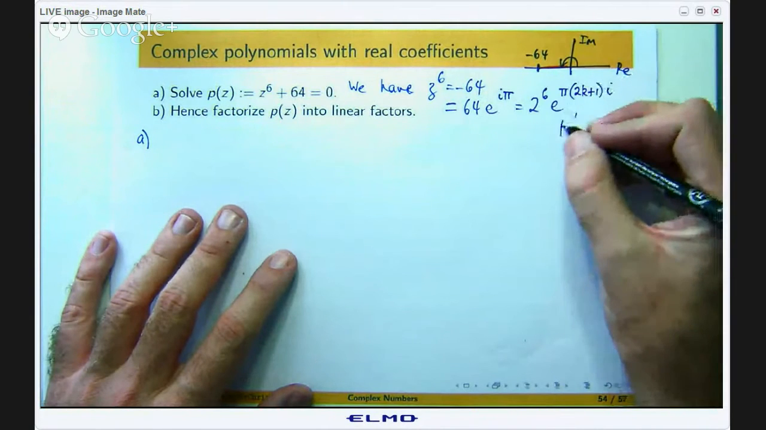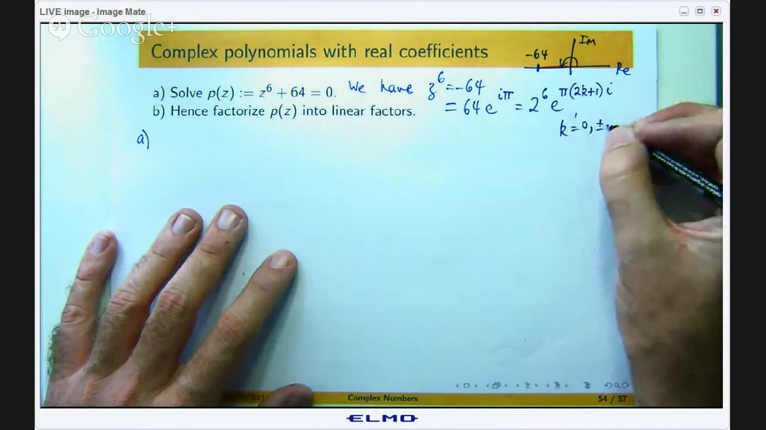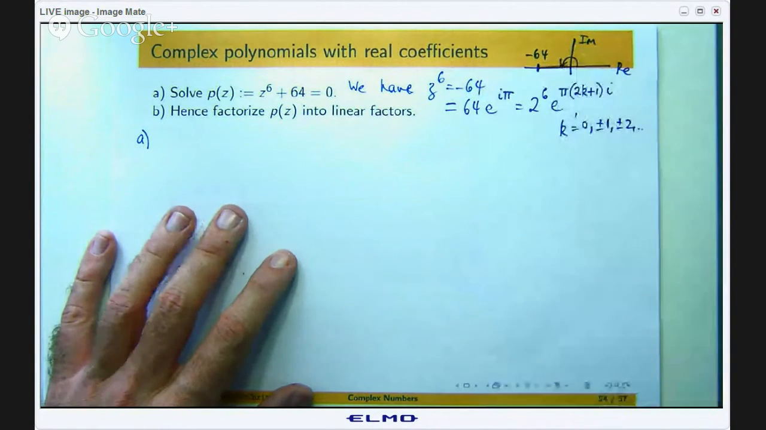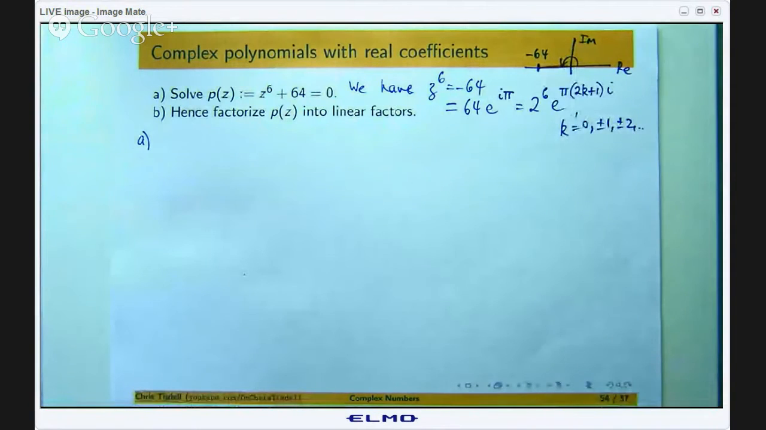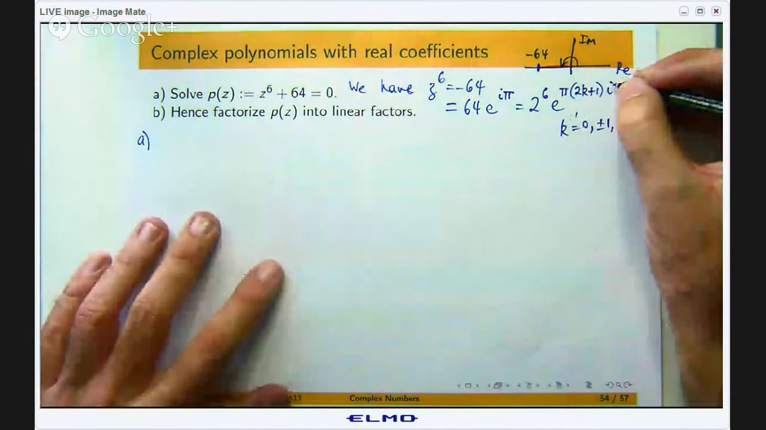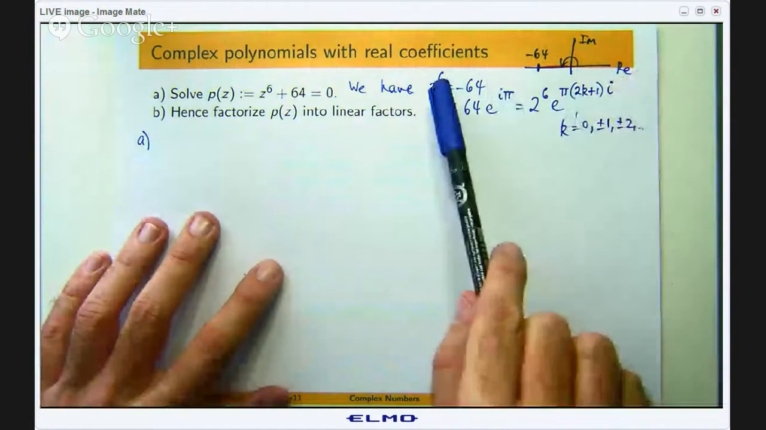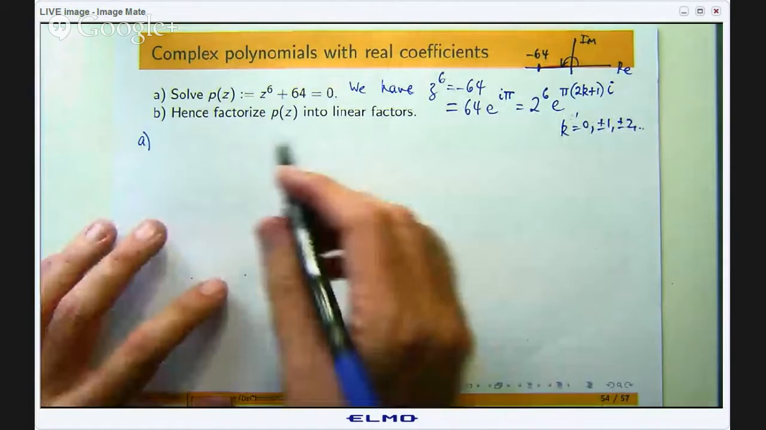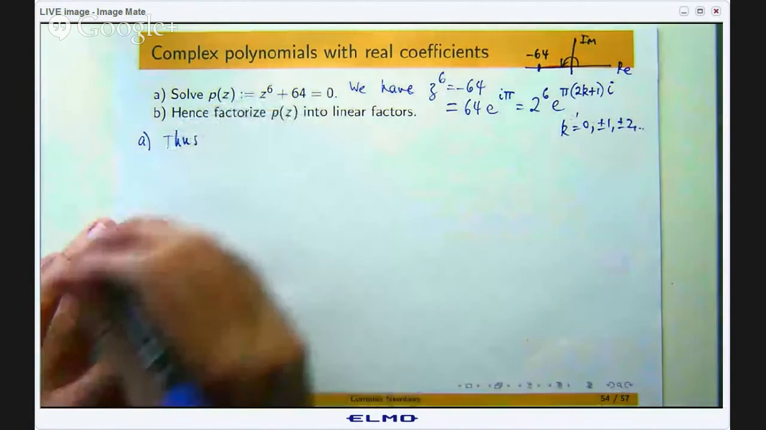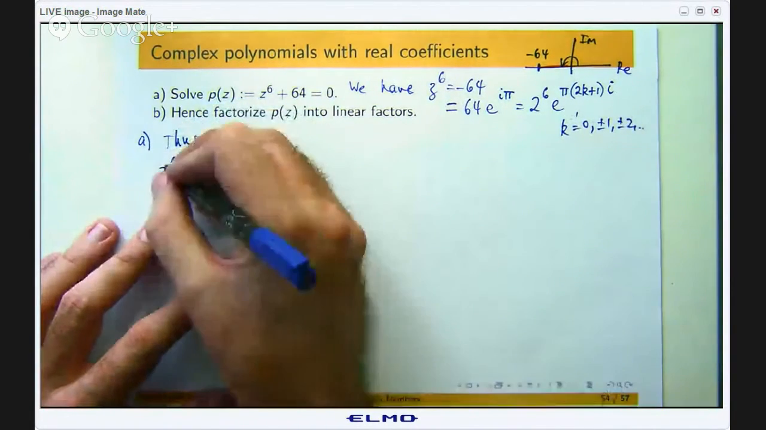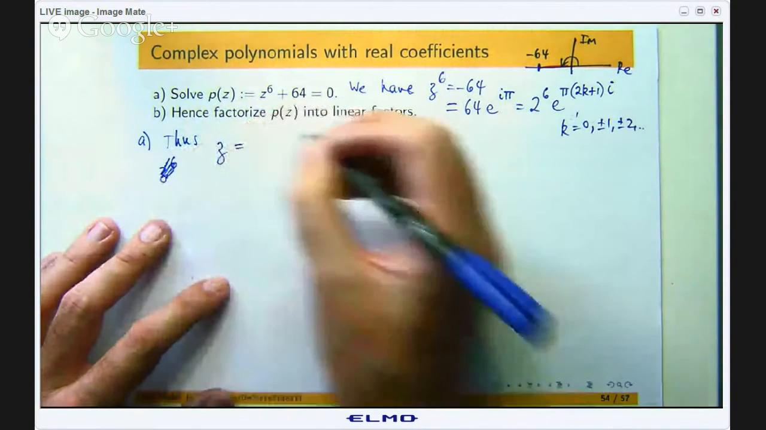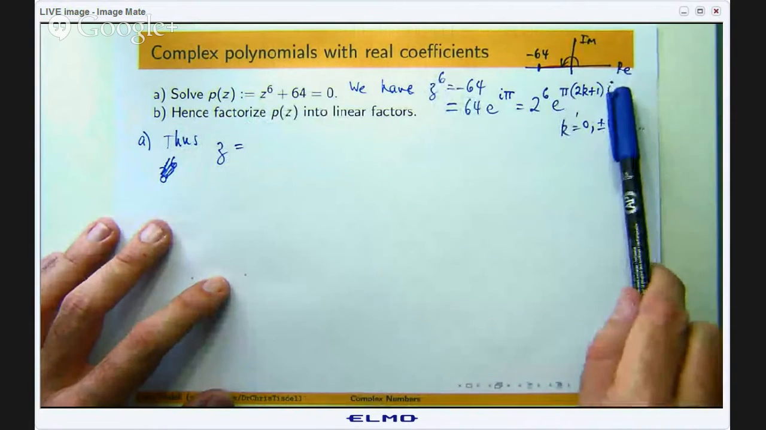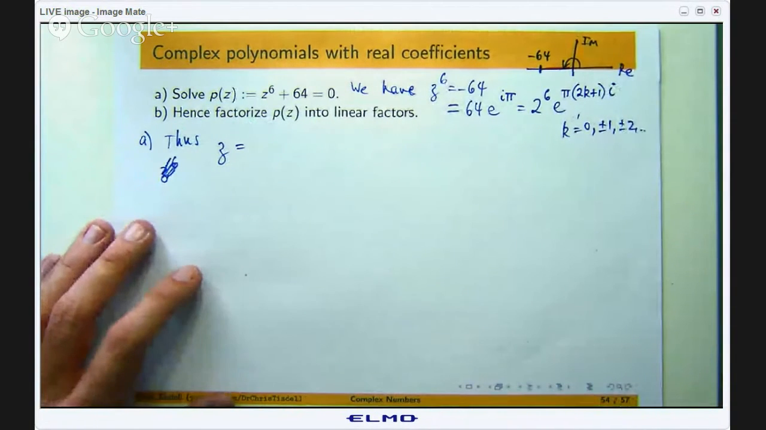That gives us all the possible ways of getting to that point. Okay, all right, so now we've got this, what we can do is take the power 6 to the other side and try to simplify. So if I take the power 6 of both sides, well, that will disappear, and I'll divide this exponent by 6.